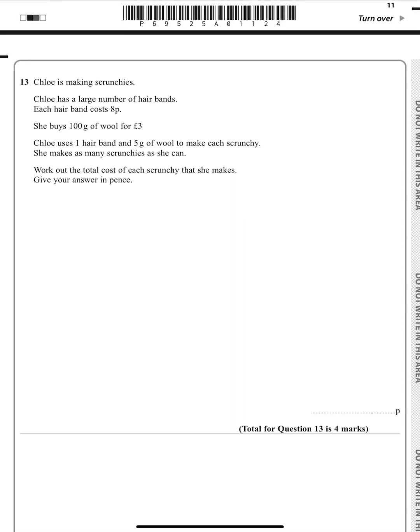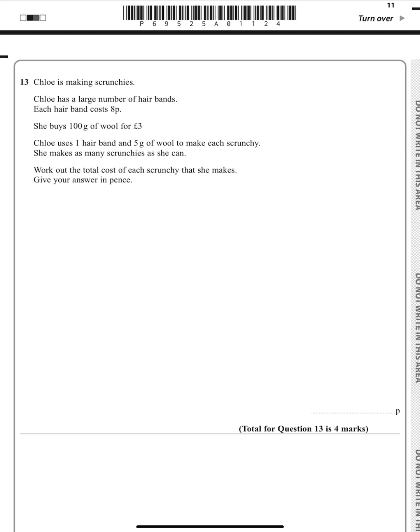Question 13 says Chloe is making scrunchies. Chloe has a large number of hairbands. Each hairband costs 8p. She buys 100 grams of wool for £3. Chloe uses 1 hairband and 5 grams of wool to make each scrunchie. She makes as many scrunchies as she can. Work out the total cost of each scrunchie that she makes. Give your answer in pence.